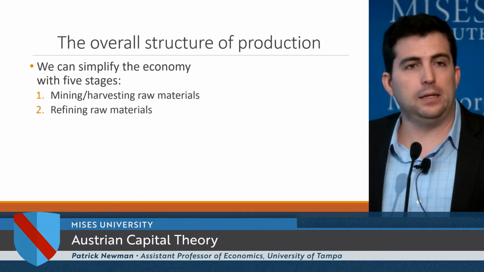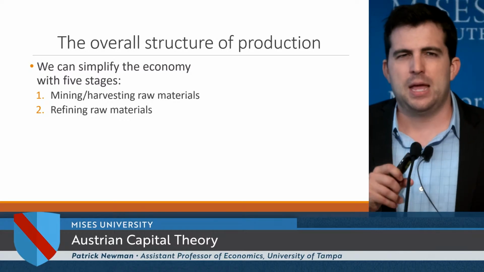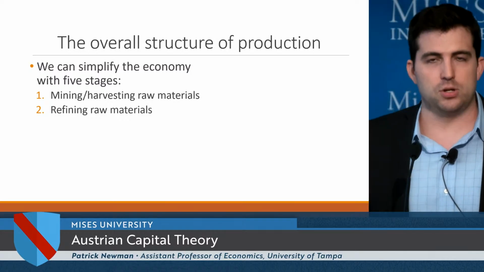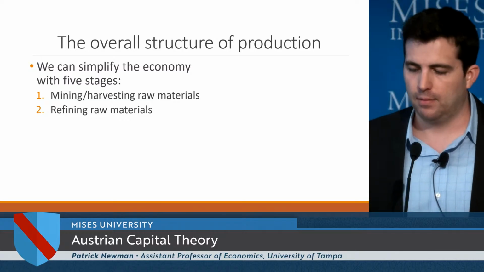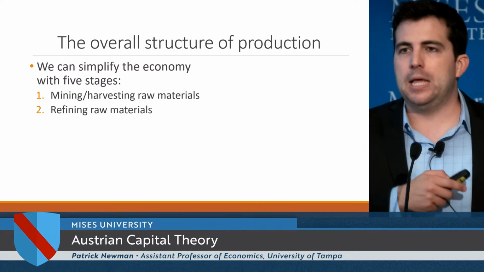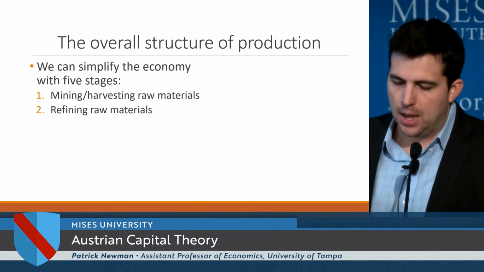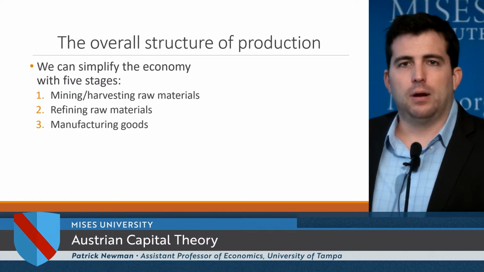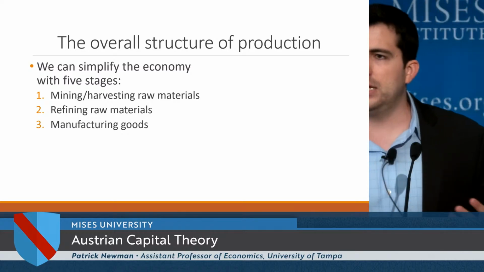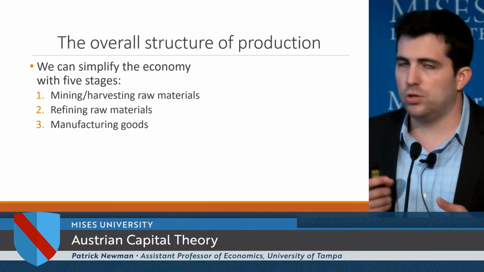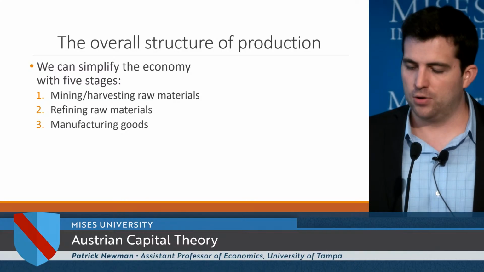You have refining, where you're taking those raw materials and doing something to them so they can become some sort of input. So you've got iron ore, and then you're turning that iron ore into iron. Or you've got wheat, and you're turning that wheat into flour. You're threshing the wheat. And then you've got manufacturing, where you're taking these refined raw materials and goods and making something in a factory. You might be making an iPhone or something like that.